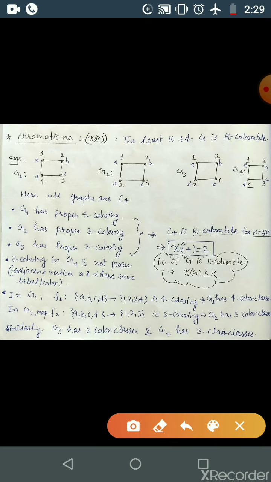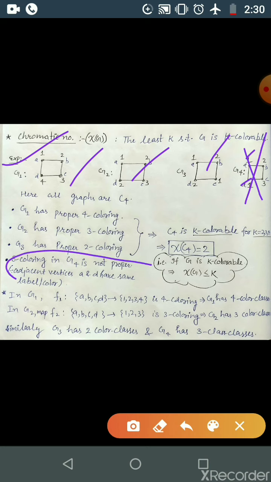So here I have discussed C4. G1 has 4 proper coloring, 3 proper coloring, 2 proper coloring. This is a 3 coloring but not proper. G4 is having 3 coloring, but A and D vertices are adjacent here, but still they have the same color, that is one color, correct. So this is not proper coloring, so we will not discuss whether it is colorable or not. So this is G1. C4 you can just say 4 colorable, 3 colorable, 2 colorable, correct.